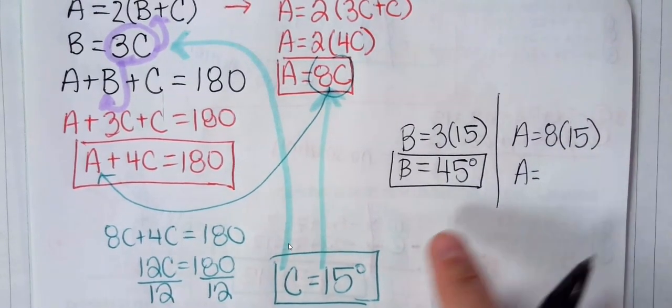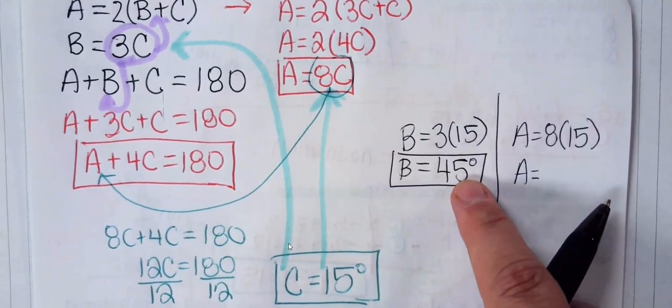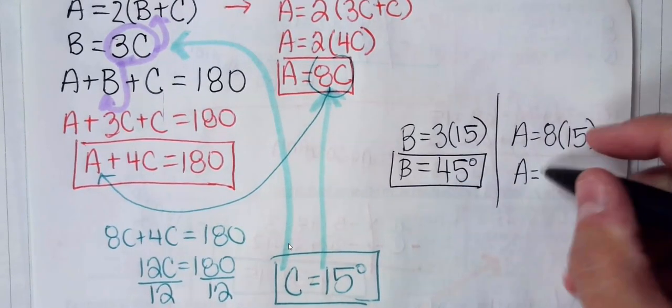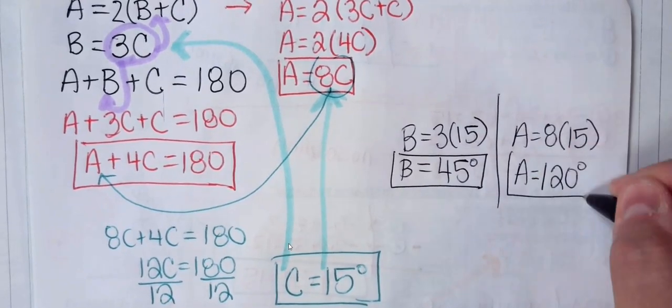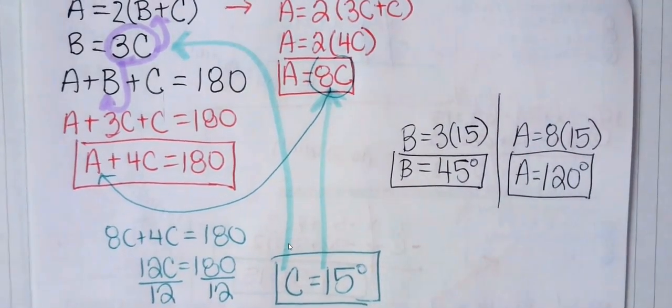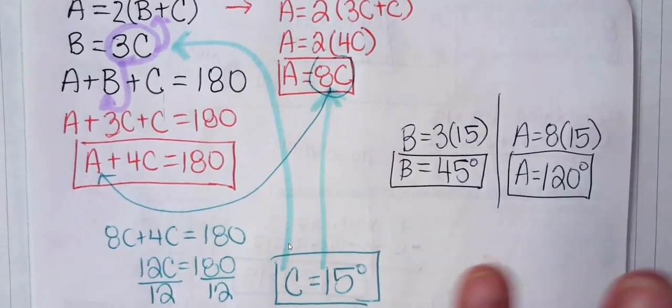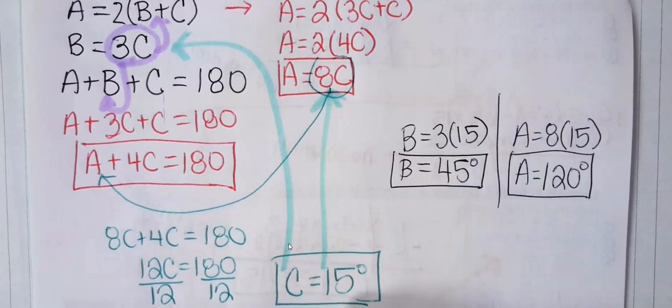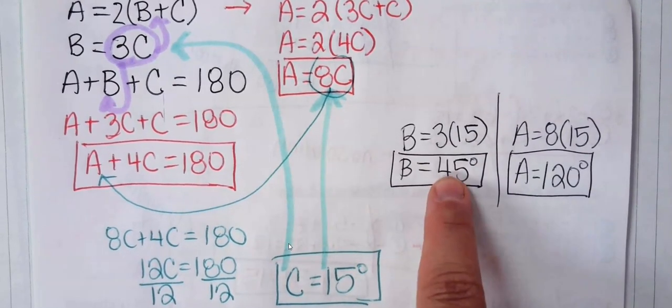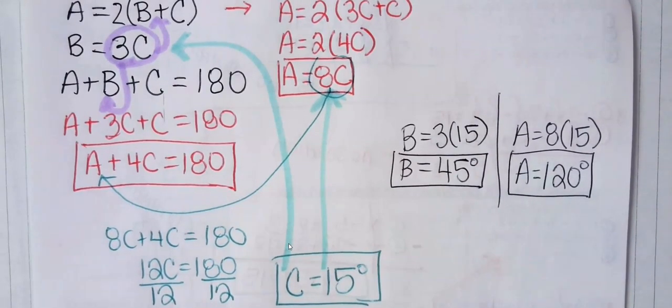It's got to be bigger than that, so it'll add up to 180. Is it 120? I think it's 120. Somebody can check on their calculator if you want to, but I'm pretty sure that's right. And if you add them up, they should add up to 180. Yeah, I think these are right. Okay, so A would be 120, B would be 45, C would be 15, and I have my 3 angle measures. Does anybody have a question?